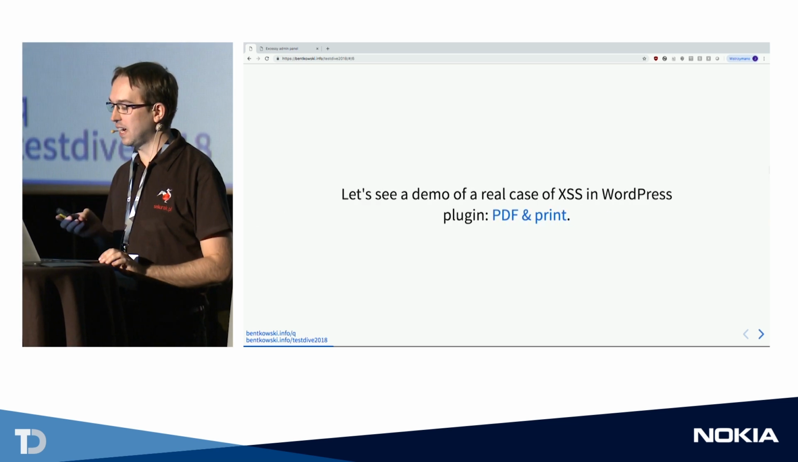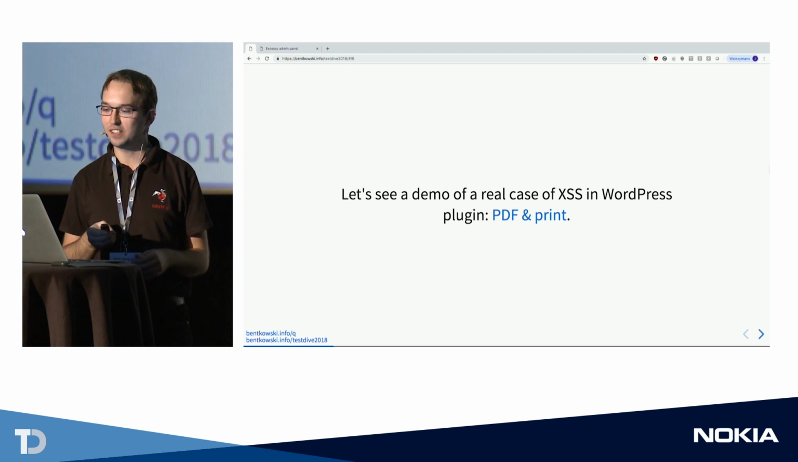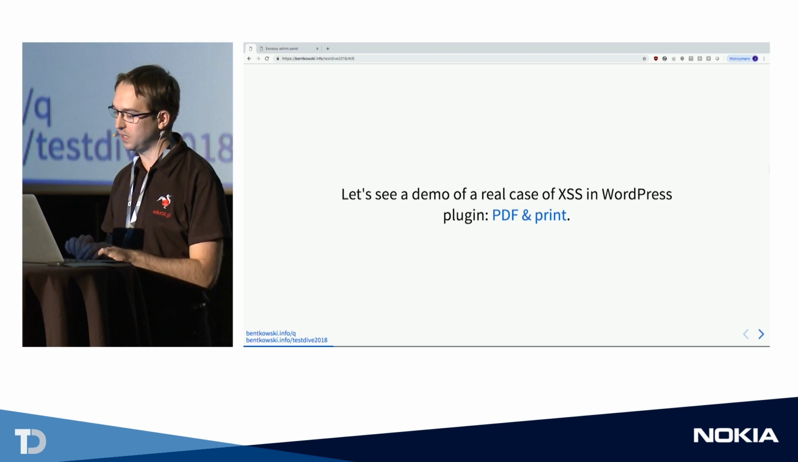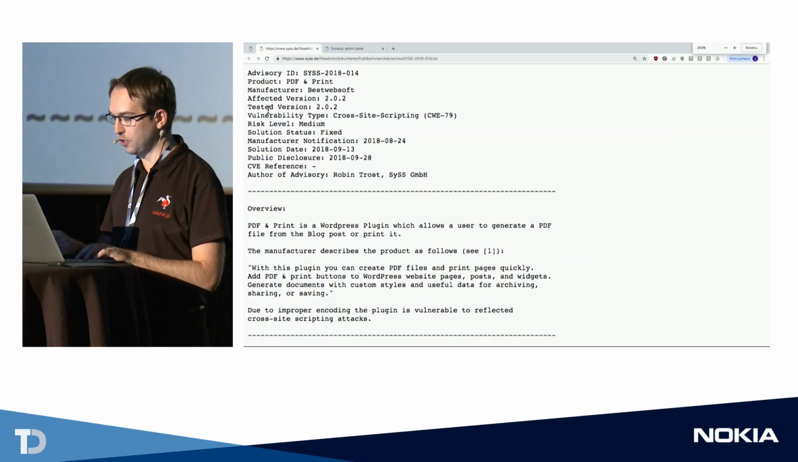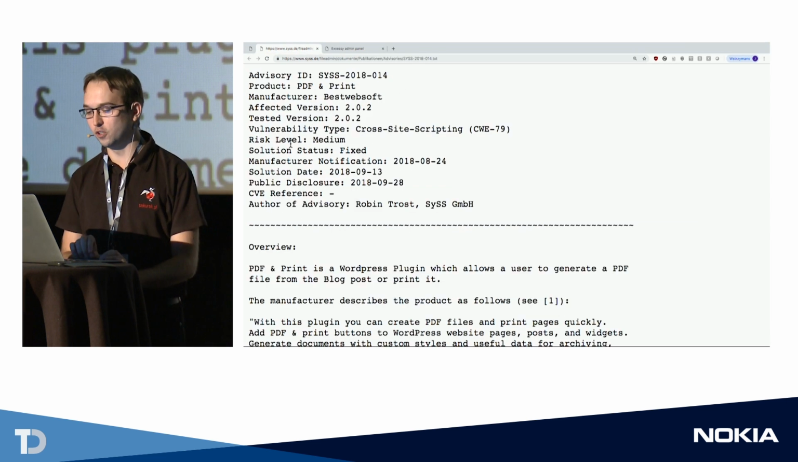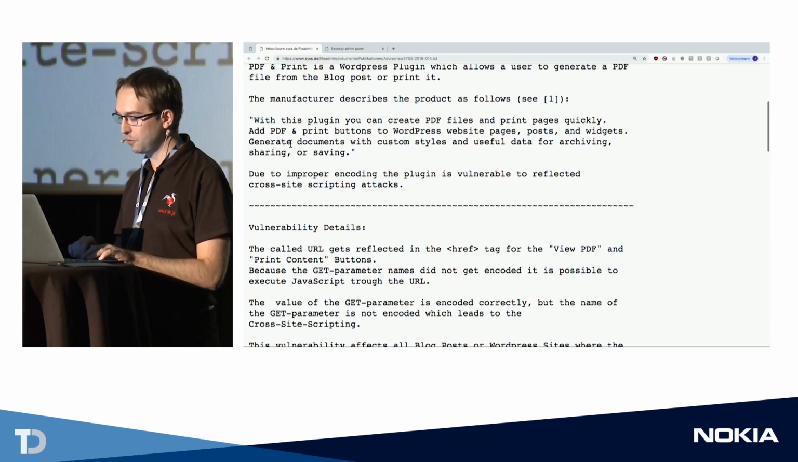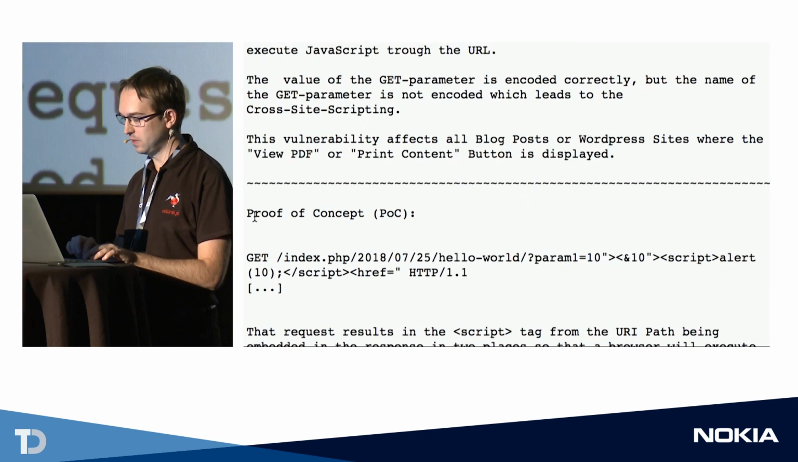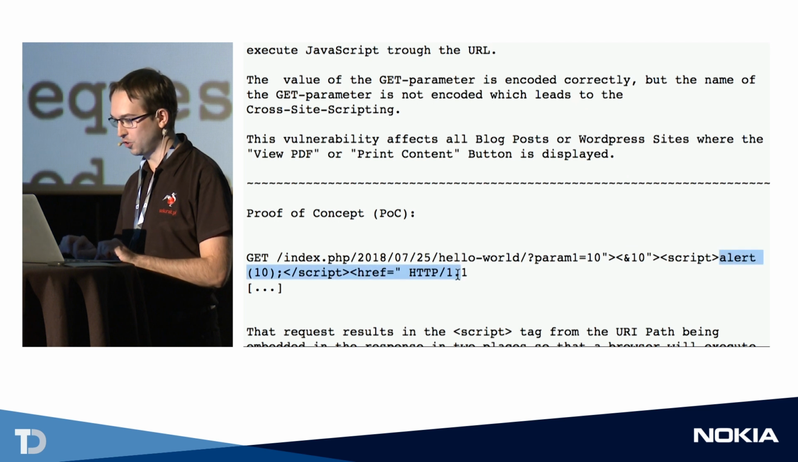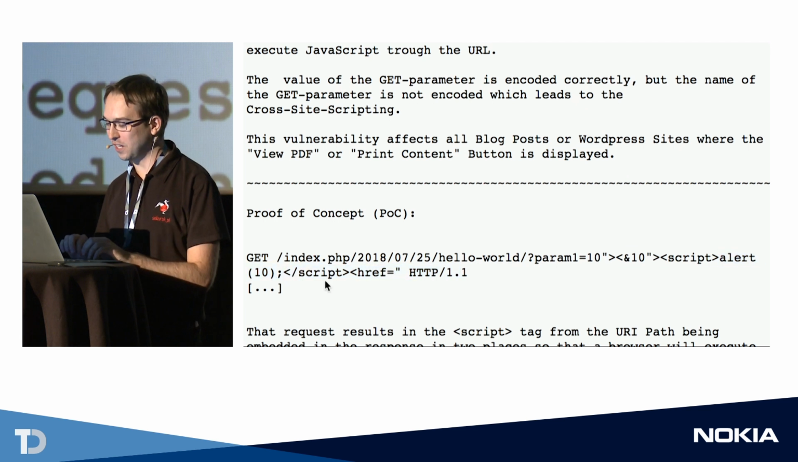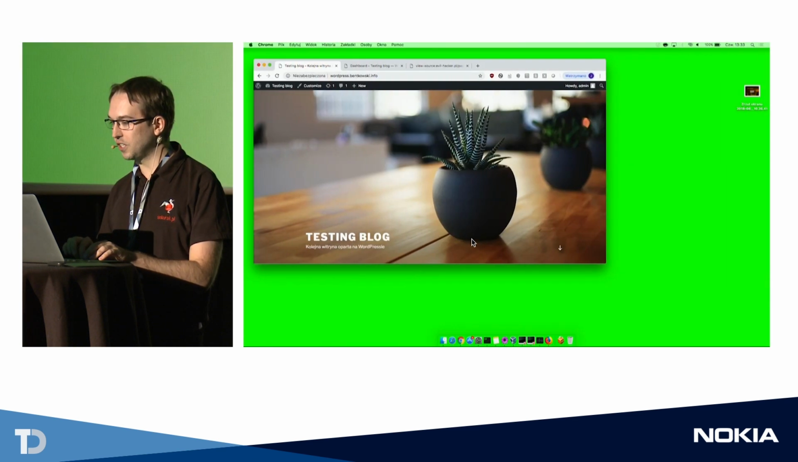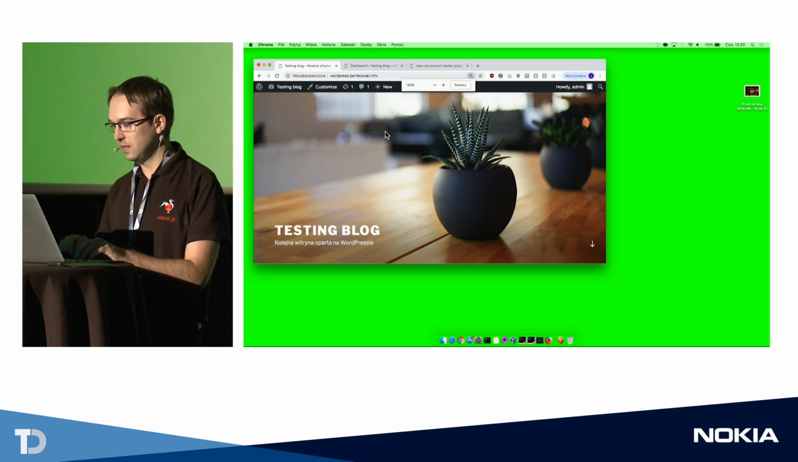We are going to see a demo of a real case XSS in a WordPress plugin that is called PDF and Print. We can see a security advisory about the vulnerability, and here we have the proof of concept. The proof of concept doesn't show alert(1), but alert(10) for some reason. But as usual, we can only see the alert in here. So we will see that in the real WordPress.